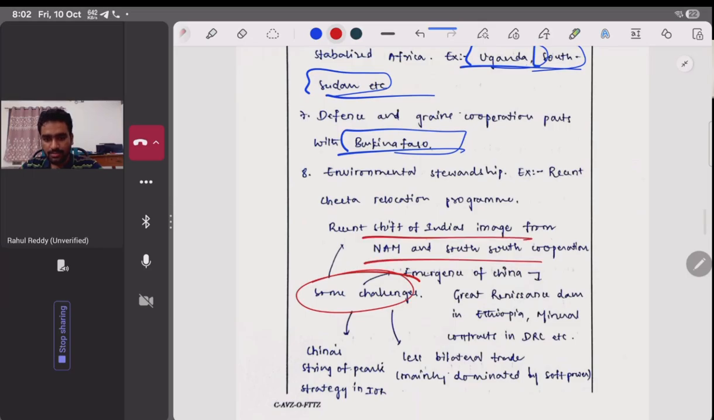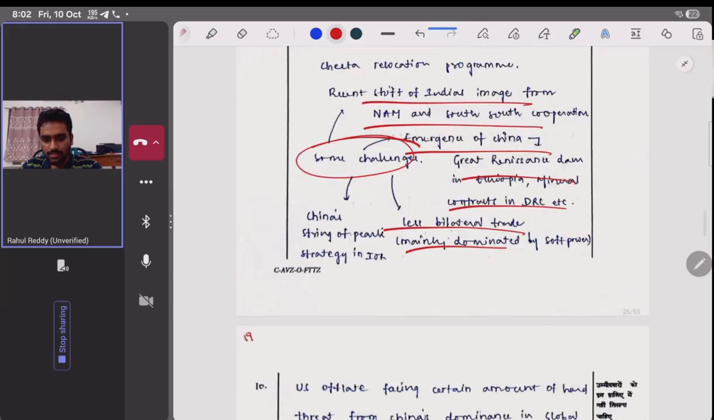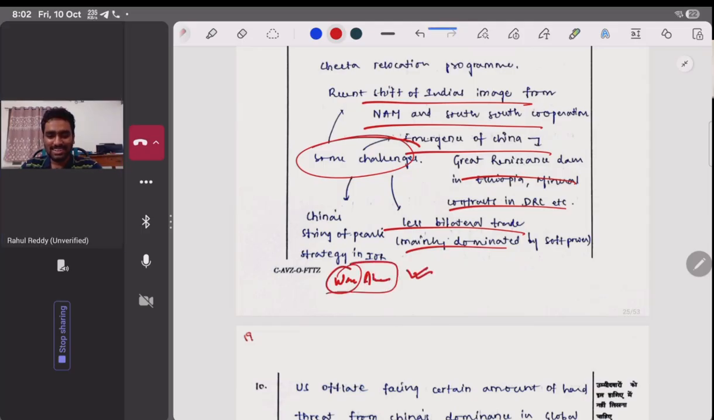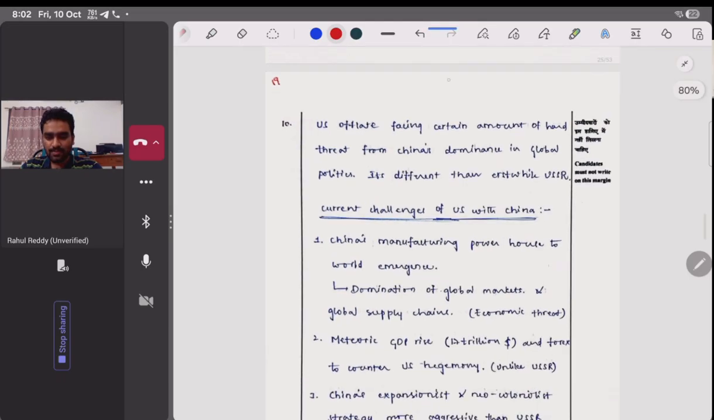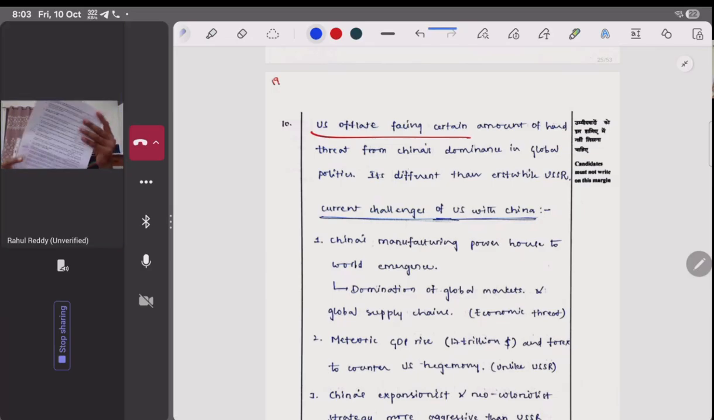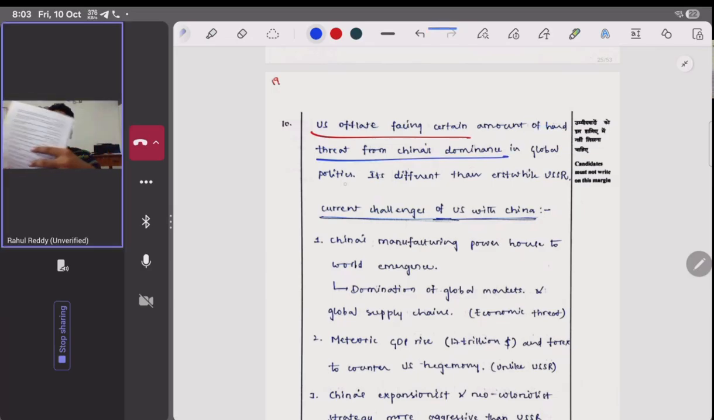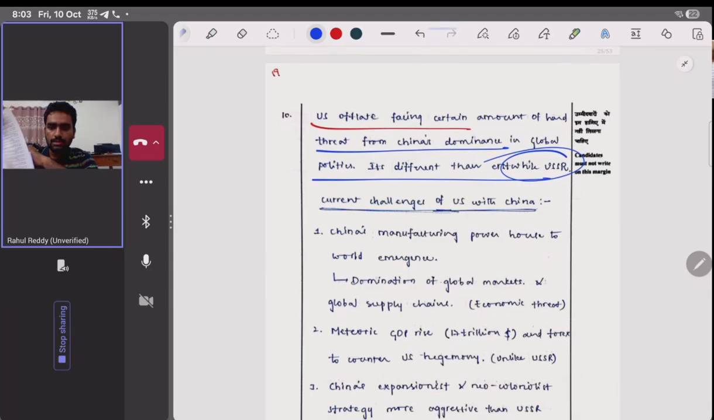Then we have some challenges like this. Now, if you have written a lot of challenges, but you haven't written the way forward. Okay, no issue. Greater NSR Dam. Now let us look at the last question. What is that? The USA is facing an existential threat in the form of China that is much more challenging than the erstwhile Soviet Union. Okay, USA versus Soviet Union versus China. Facing certain amount of hard trade, China dominant, differences from erstwhile USSR.